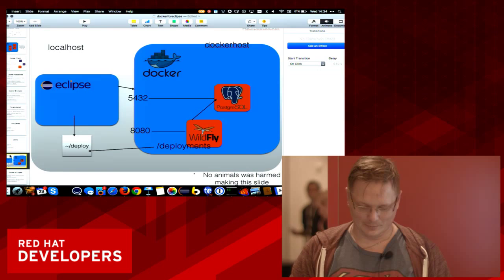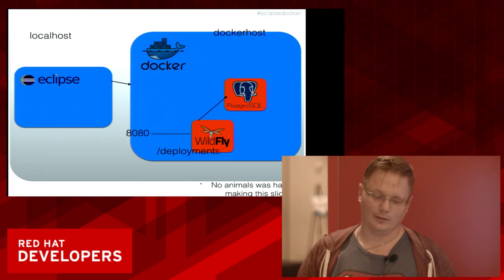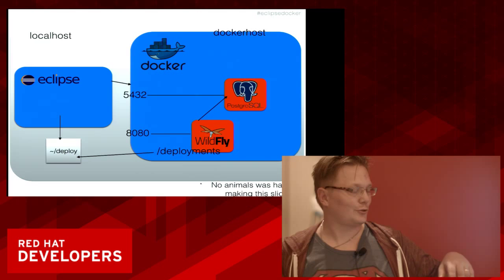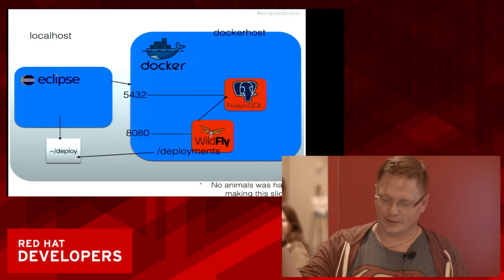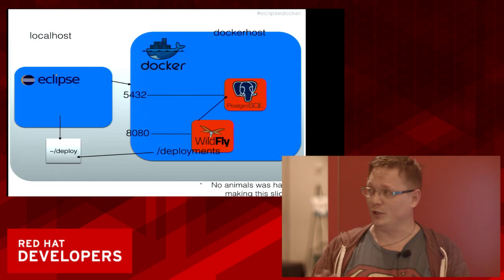Let me go back to that picture. Here we go. So again, just to summarize, Eclipse connects to the Docker daemon. I start up Postgres. It listens on port 5432. Wildfly is started up. The deployment folder is mapped to a file system. Eclipse deploys to it. And that means everything you normally can do in Eclipse with Wildfly, you can now do in this Docker container.